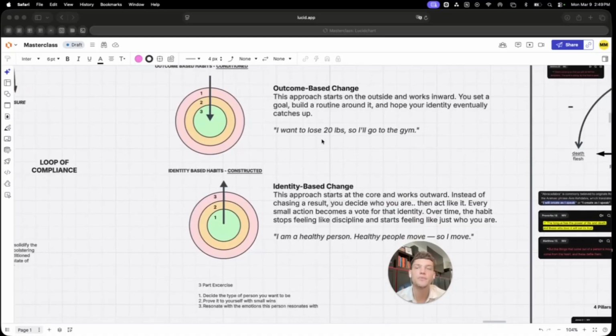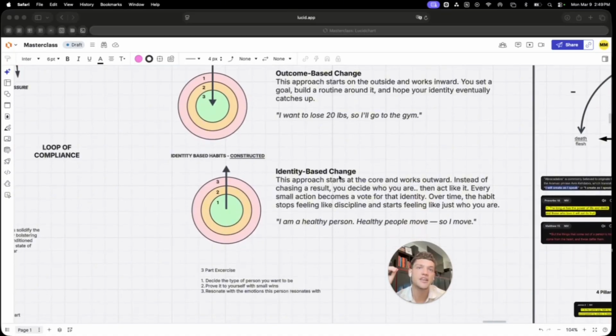On the contrary, when you have identity-based change, a constructed-based change, this approach allows change to start from the inside out. Instead of chasing a result, you decide who you are, and then you just act like it every single day. Every small action becomes a vote for that new identity, and over time, the habit stops feeling like discipline and just starts feeling like who you are. An example of this is, I am a healthy person. Healthy people move, so I move. Or, I'm an entrepreneur. Entrepreneurs work their ass off, so I work my ass off.